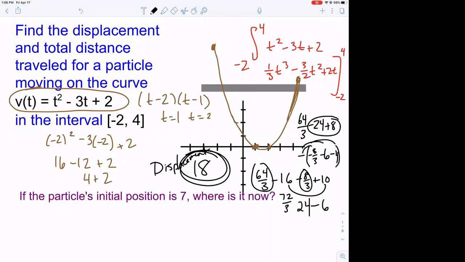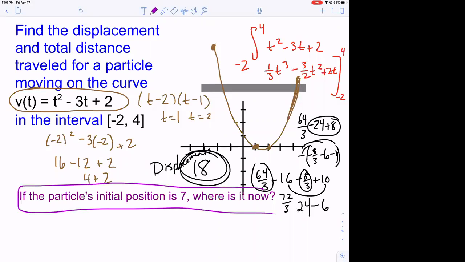Right? And actually, before we even do total distance, let's jump down to this question. If the particle's initial position is 7, where is it now? Well, it's just 7 plus 18, which is 25. That's where it would be now.